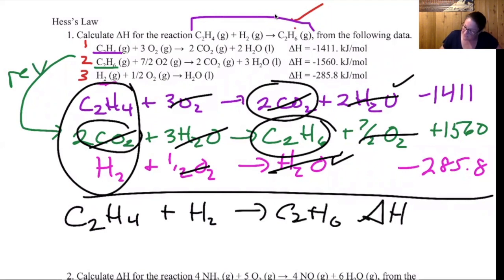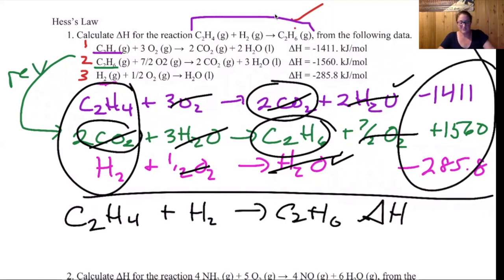So if I want to get the delta H reaction, I'm going to sum those three values. Negative 1411 plus 1560 minus 285.8 gives me negative 136.8, and that's my answer to the problem.